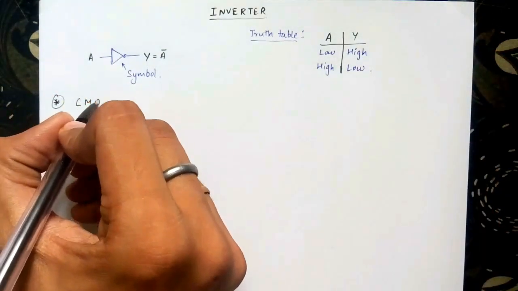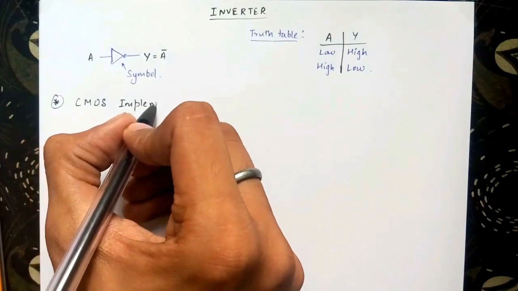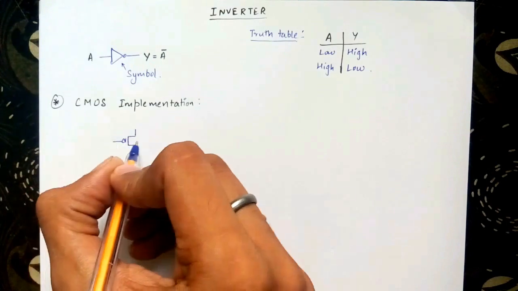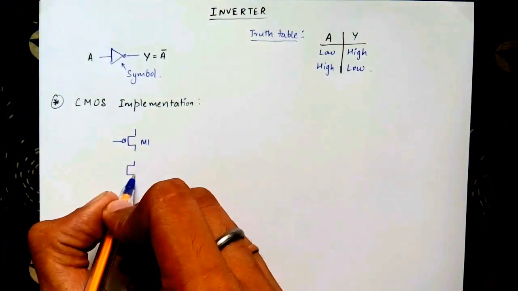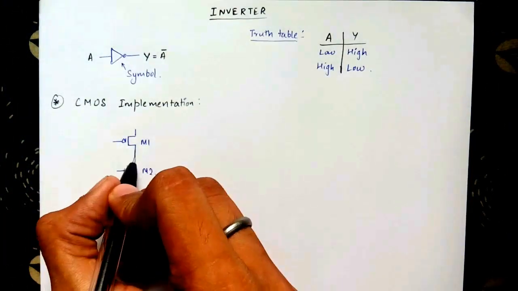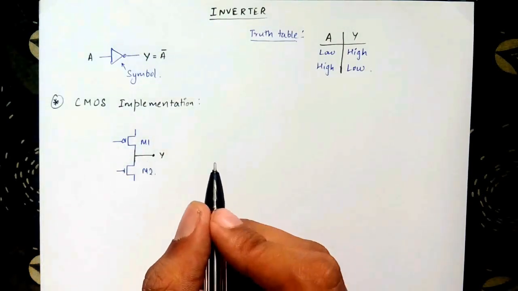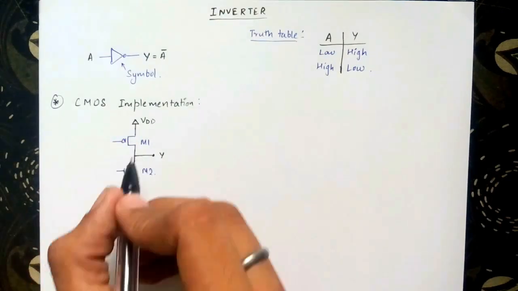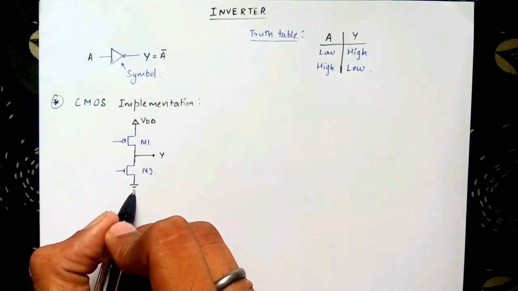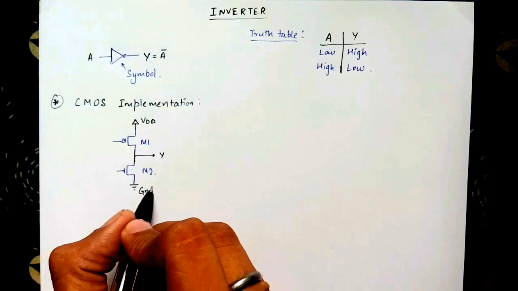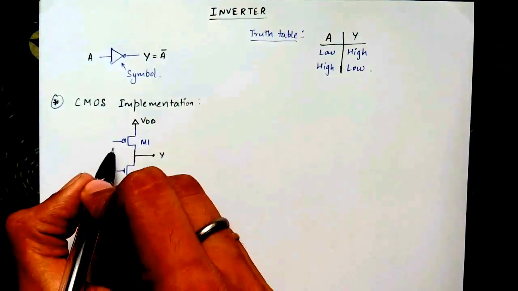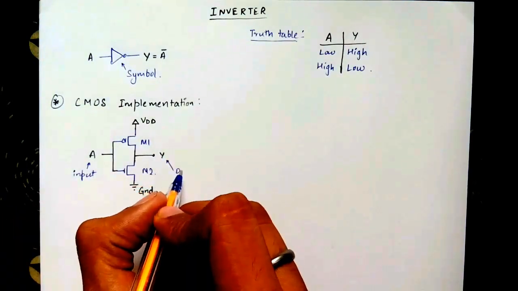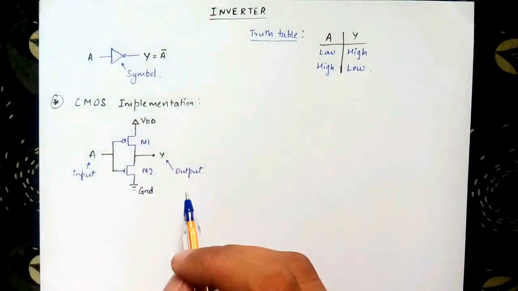This was just a brief intro of an inverter. Now let's analyze a circuit that actually implements it using CMOS. This circuit has a PMOS M1, NMOS M2 with their drains shorted together and output taken from the drain. Source of PMOS connected to VCC, source of NMOS connected to ground, gates of both the MOSFETs shorted together and input applied to the gate terminal of both the MOSFETs. Now let's verify if this circuit actually works as an inverter or not.